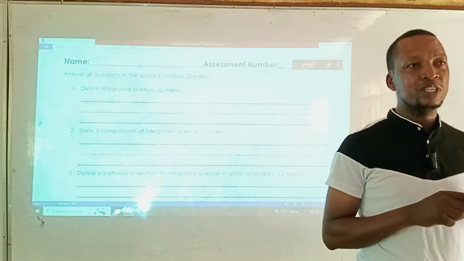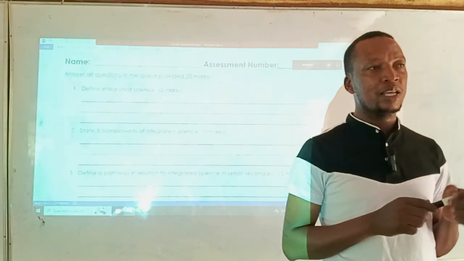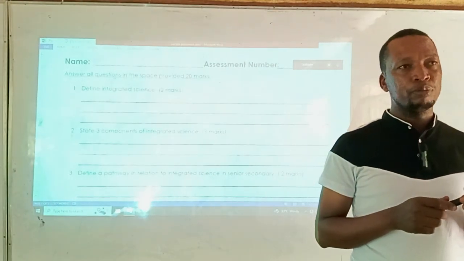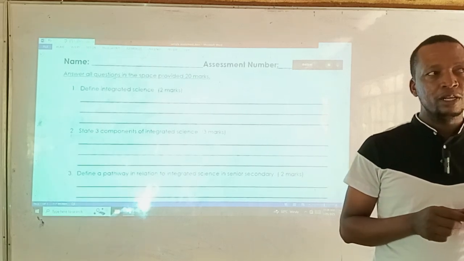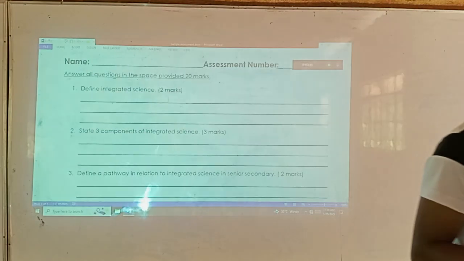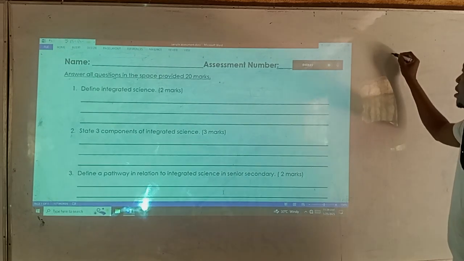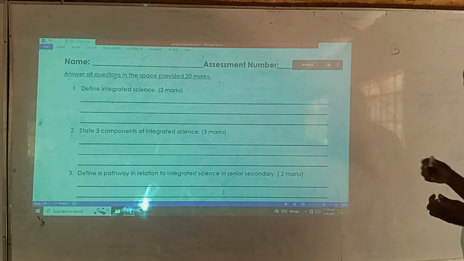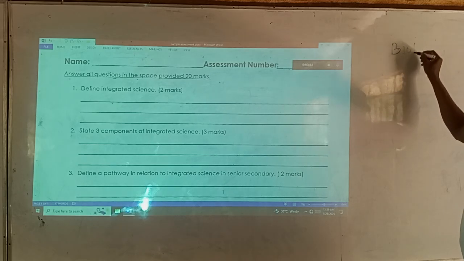Maybe let me have a group which will share the answer. Which group will share with us the answer? Let me have group 2 sharing the answer. One group leader to share the answer with us. Biology, physics, and chemistry. So we have 3 components, and one of them we have said is biology. So we have biology.